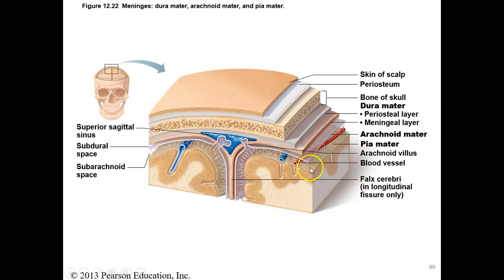And then the final layer of the meningeal layer is the very delicate pia mater, which is directly anchored onto the outer surface of the brain tissue itself. And in this case, again, within the longitudinal fissure, we have the infolding of the dura to form a structure known as the falx cerebri, which is the partition between the two cerebral hemispheres found within the longitudinal fissure.